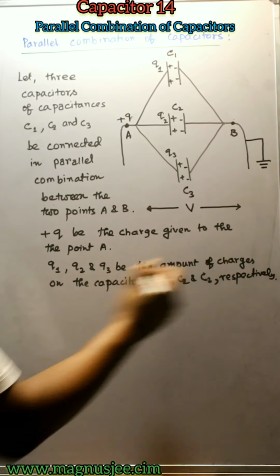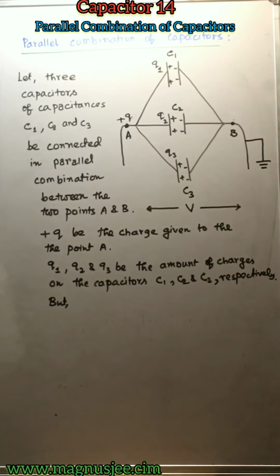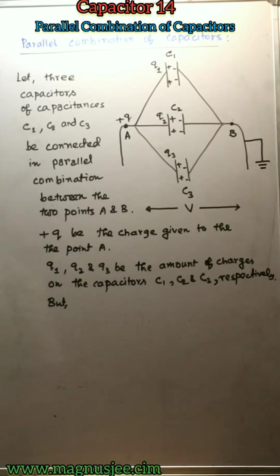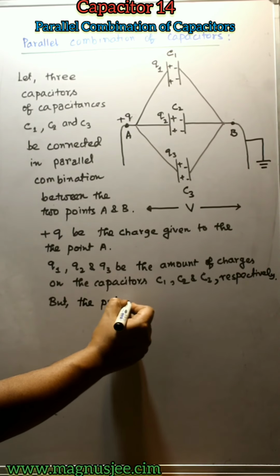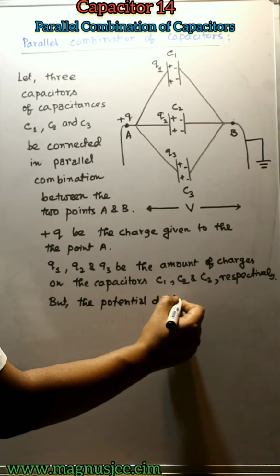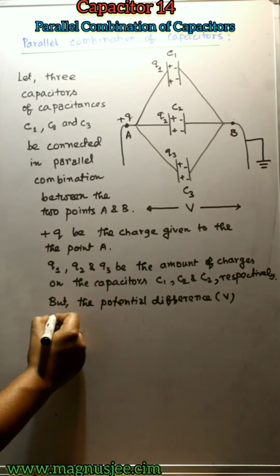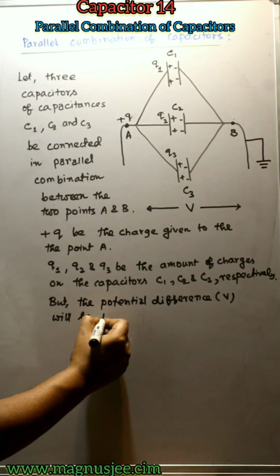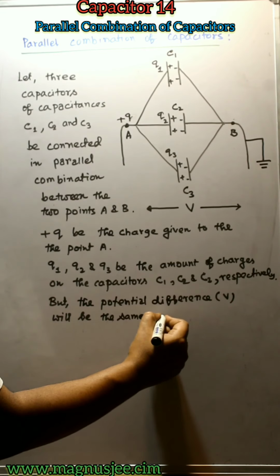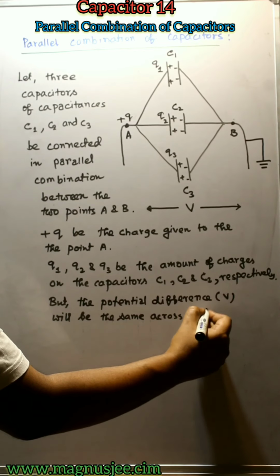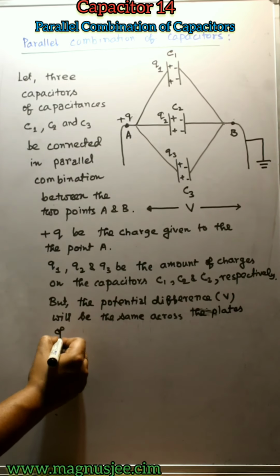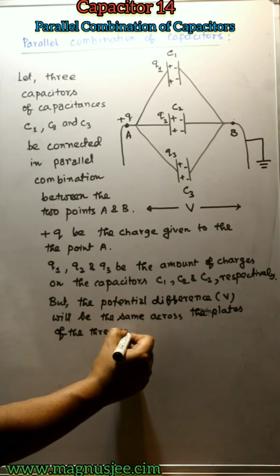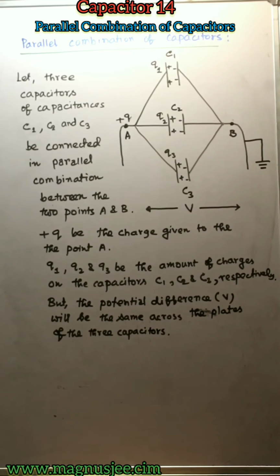Here the amount of charges will be different. Q1, Q2, Q3 are different, the amounts of charge across the capacitors are different, but the potential difference V will be the same across all the capacitors, across the plates of the three capacitors C1, C2 and C3.